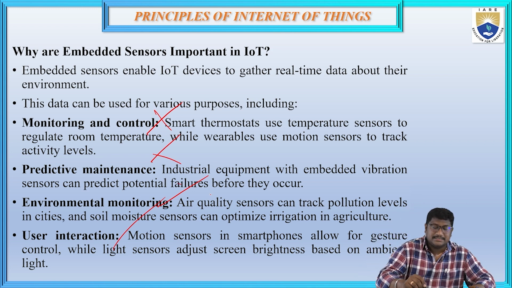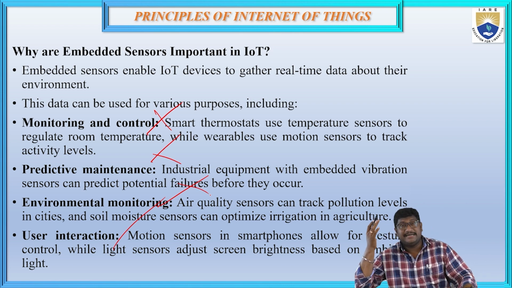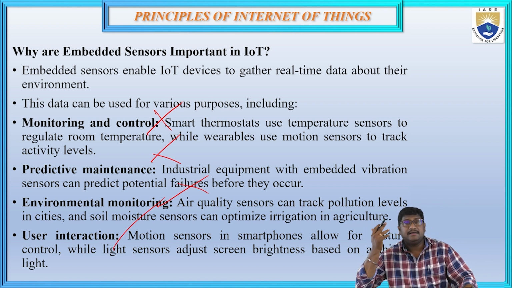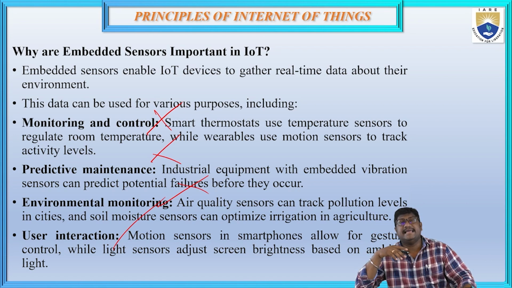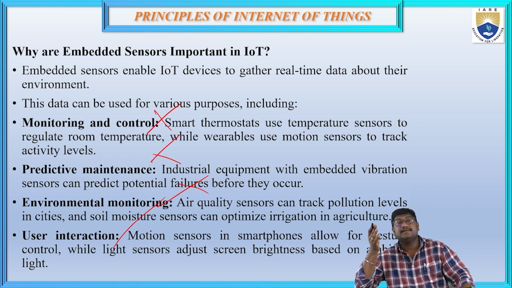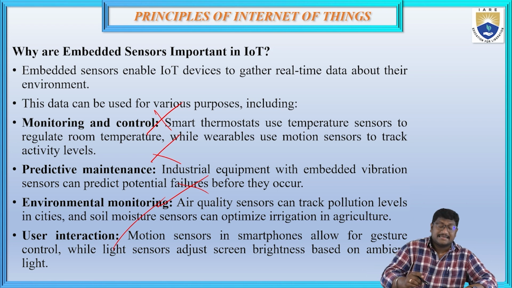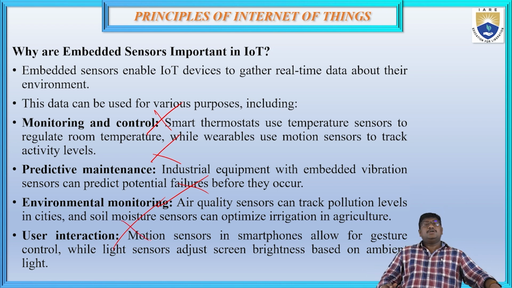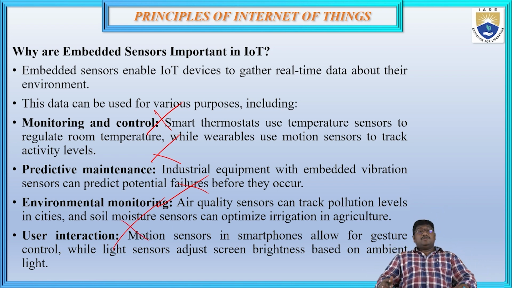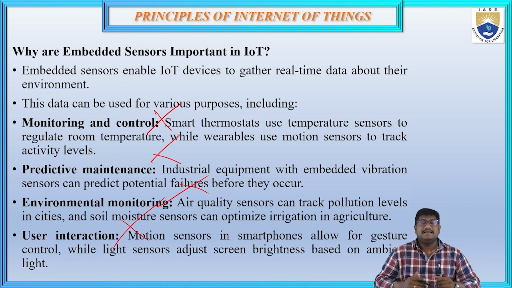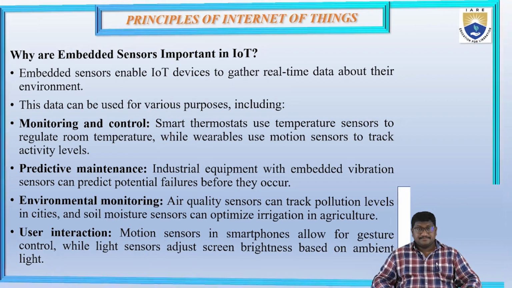And coming to environmental monitoring, day to day we need fresh air, right? Air quality plays a crucial role. So we place these sensors to track the pollution level in air, to know the soil moisture, and to know multiple things in an IoT system. And coming to user interaction, motion sensors in smartphones allow gesture control, while light sensors are used to adjust the brightness of the screen based on the ambient light.